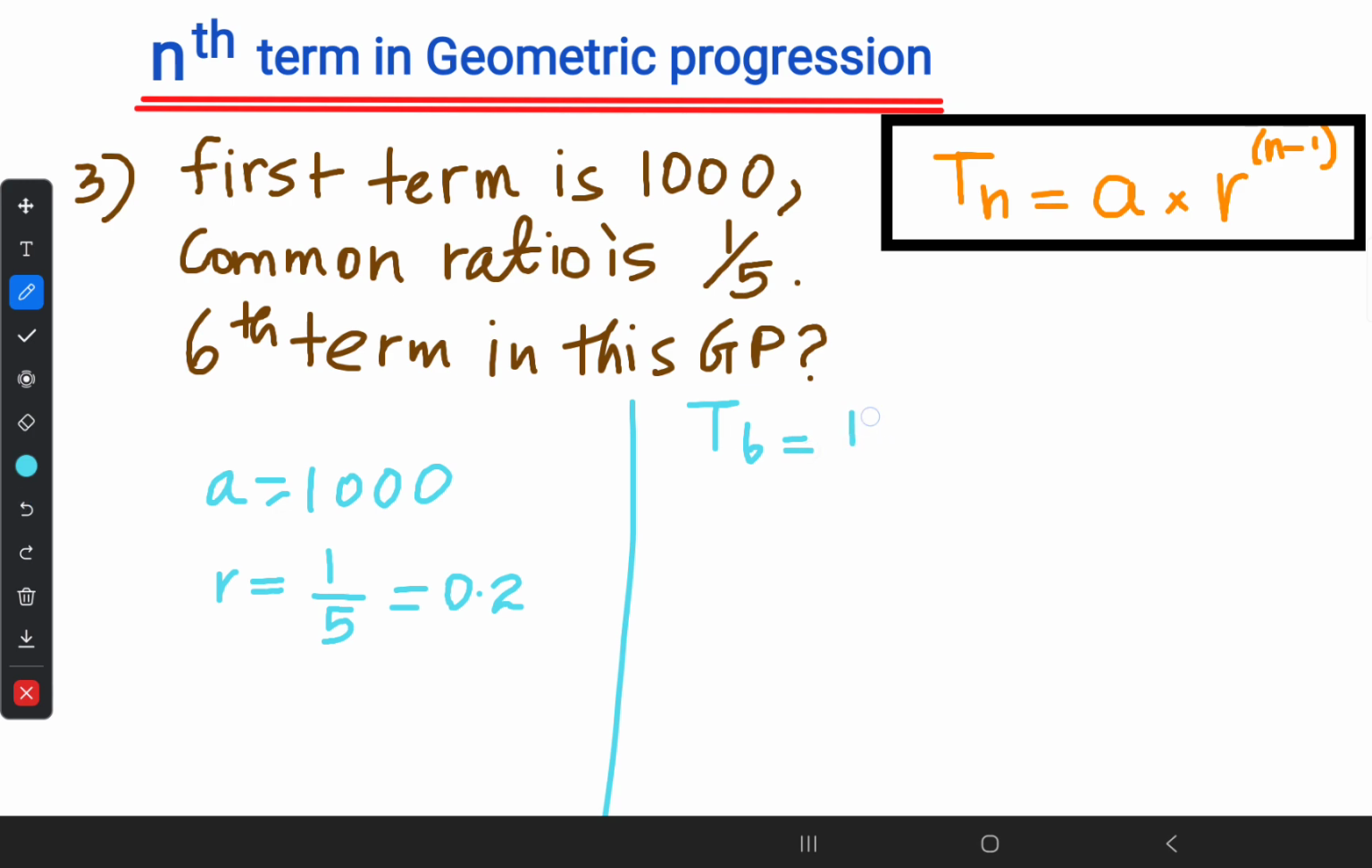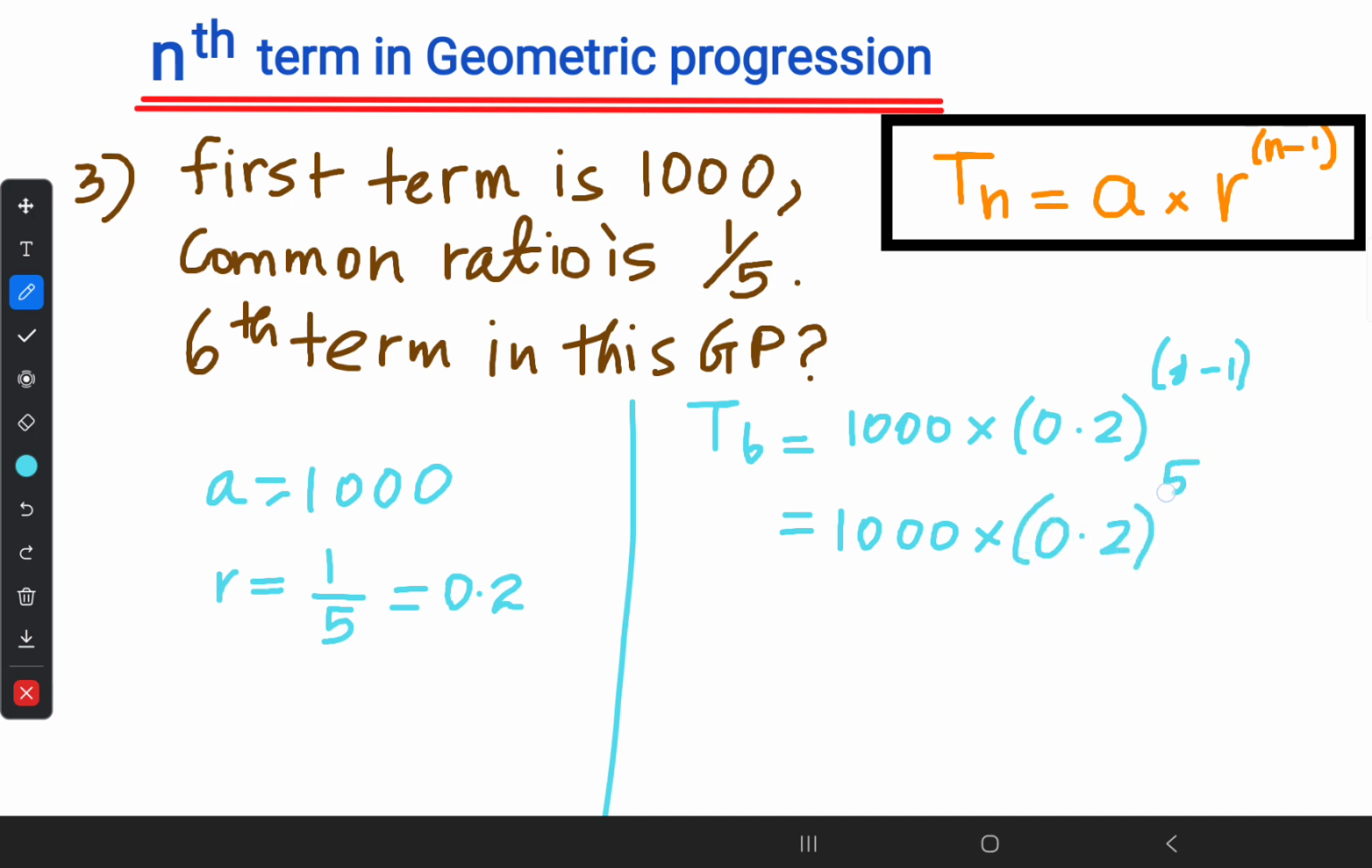A is 1000 multiplied with 0.2 with the power of n minus 1. N is 6. 6 minus 1. 1000 multiplied with 0.2 with the power of 5. So 0.2 with the power of 5 means you should multiply 0.2 5 times. Let's multiply that one.